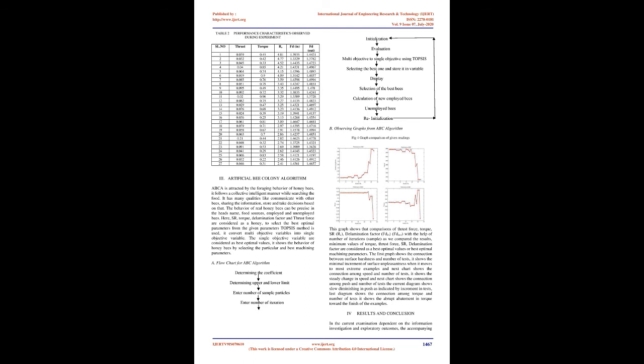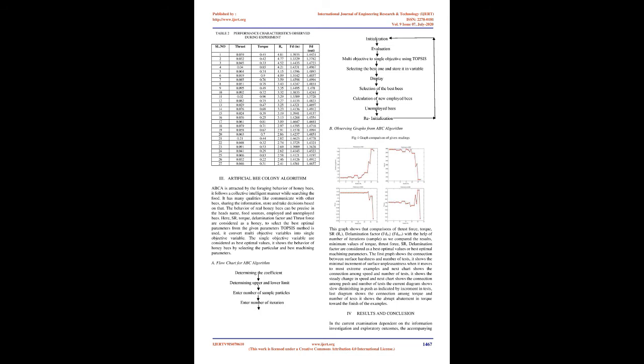A flowchart for the ABC algorithm. Determining the coefficient. Determining upper and lower limit. Enter number of sample particles. Enter number of iterations. Initialization. Evaluation: multi-objective to single objective using Topsis. Selecting the best one and storing it in a variable. Display. Selection of the best bees. Calculation of new employed bees. Unemployed bees. Reinitialization. Now observing graphs from the ABC algorithm.